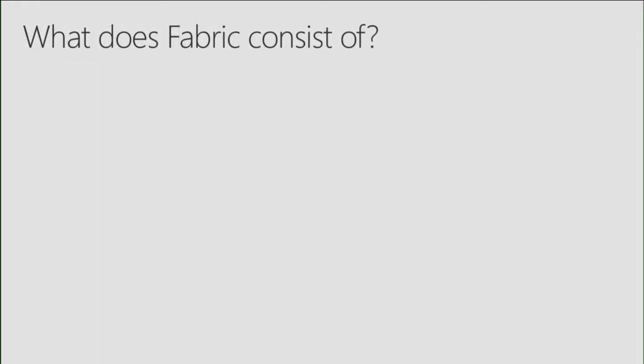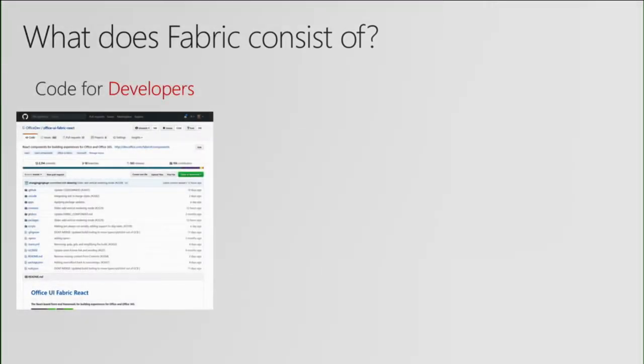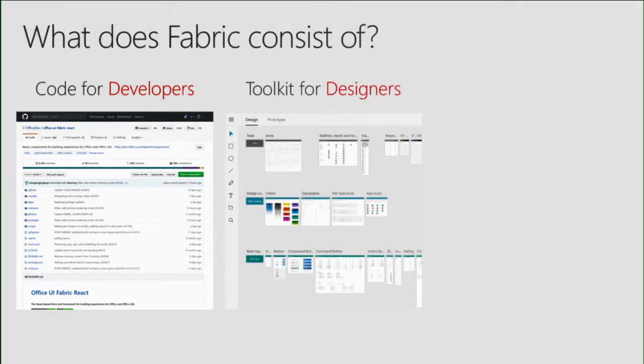Now that we've framed how Fabric fits into the broader Office developer platform, I want to lay out each of the audiences that Fabric targets. First, if you've used Fabric today, you might know that it's code for developers, manifested through projects like Fabric Core, Fabric React, and Fabric.js. But unbeknownst to many folks, it's also a set of tools and resources for designers that we make available through the Fabric Design Toolkit.